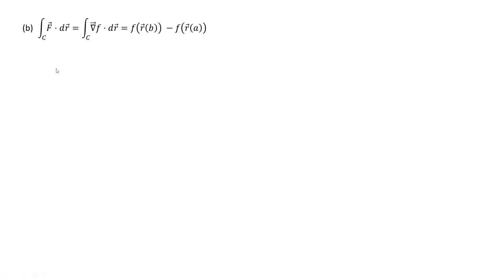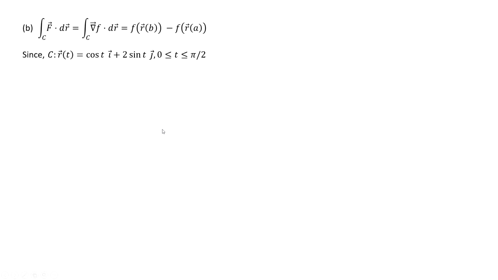But recall, the whole advantage of figuring out that this is a conservative vector field, and because it's a conservative vector field I can find a corresponding lowercase f, is that this integral simply becomes f of r of b minus f of r of a. What do I mean by that? Well, r of t is given to be cosine t i plus 2 sine t j with t from 0 to pi halves, right?